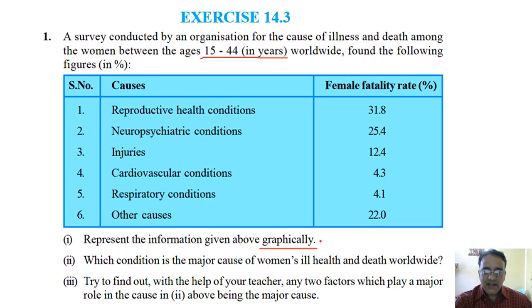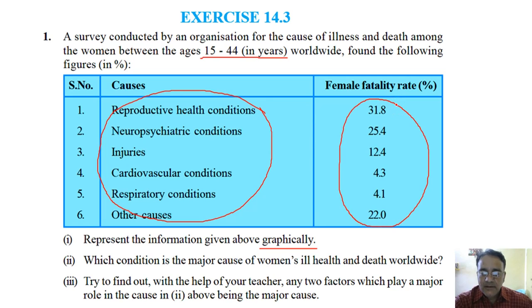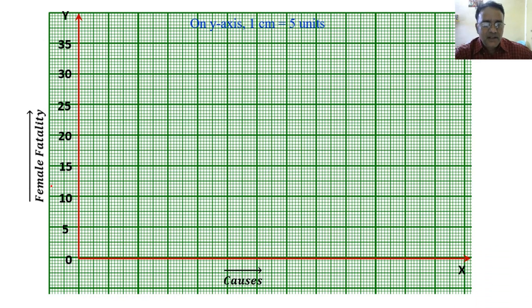So let us start with the bar graph. On x-axis I am going to represent this one, and on y-axis this one. And we have to take a suitable scale for y-axis. See, the lowest value is 4.1 and the highest value is 31.8. So we can have 5 units for 1 centimeter. So this is the graph. I took on y-axis 1 centimeter equals 5 units.